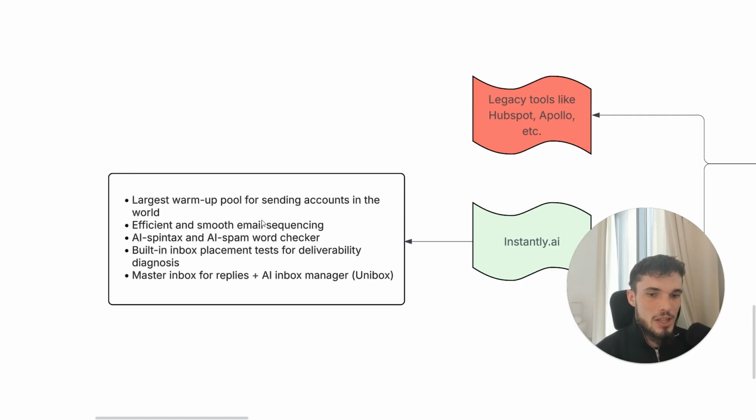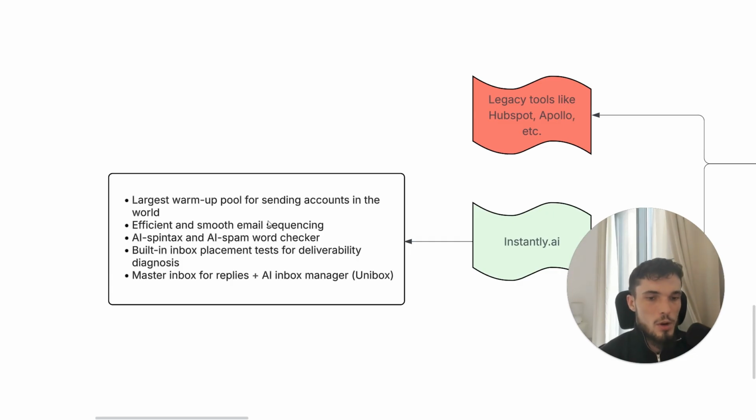They also have very efficient and smooth email sequencing. Every single sending tool needs to have an algorithm that they use to send out emails from each account and make sure the follow-ups are on the right accounts. They have a very efficient algorithm for this, and some tools don't have that, so this is really important. They also have AI syntax spinning and AI spam word checking. These are things you want to make sure of, and they have built-in solutions for this.